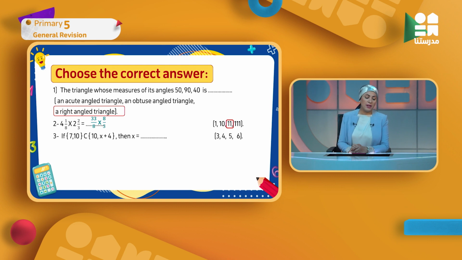I will check the first set, the one that has the elements 7 and 10, and see which of its elements are present in the second set, to know what the unknown is. So when I check the second set, I find that I have the element 10, and 10 is already in the first one. So the unknown, the 7 that I don't know about, must be equal to 7. The other element in the second set is x plus 4, so x plus 4 must be equal to 7.